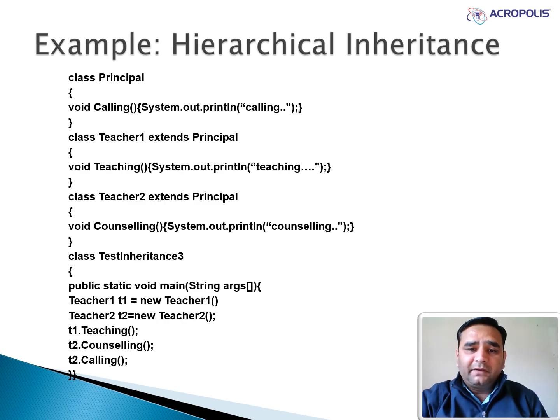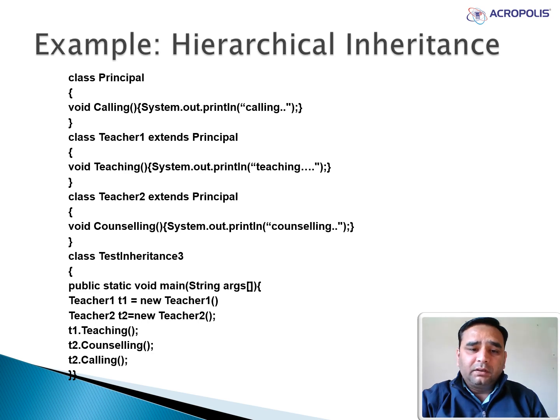Now, this is an example of hierarchical inheritance. Hierarchical inheritance is whenever there is a single class that acts as a base class for more than one child class. Here we have a class called principal, and similarly it has a method called calling, and there are two classes, teacher 1 and teacher 2. Both these classes are extended from the principal class. Both teacher 1 and teacher 2 classes are independent of each other, but both of them are extended from the principal class.